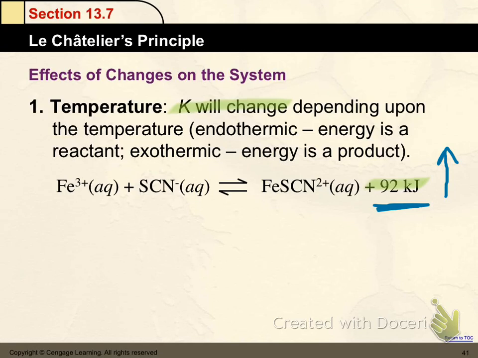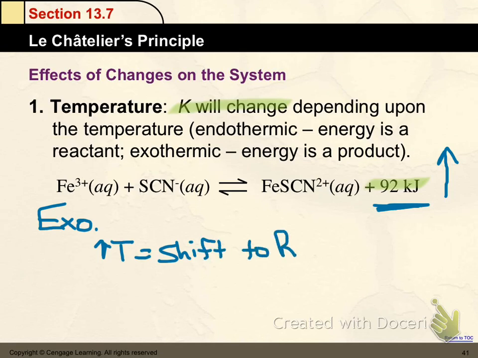So if we increase temperature, we're essentially putting more energy in. So we're putting more stuff on the right side. So it's just like the waterbed, right? It's going to try to relieve itself, and it's going to try to come back to equilibrium. So we're going to get a shift to the left. So for an exothermic reaction, an increase in temperature equals shift to reactants. Okay? A decrease in temperature equals a shift to the products.